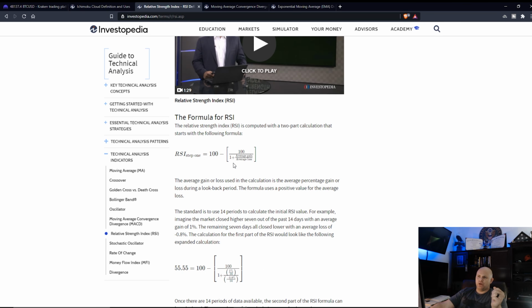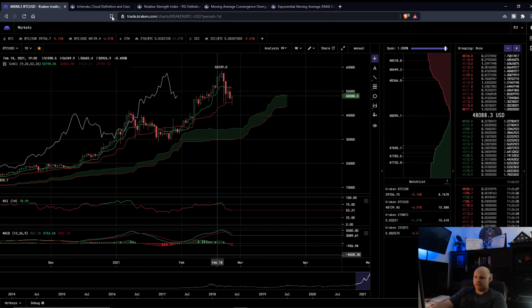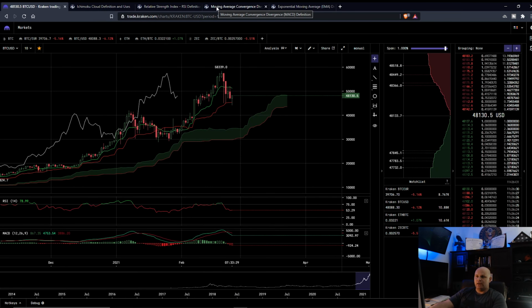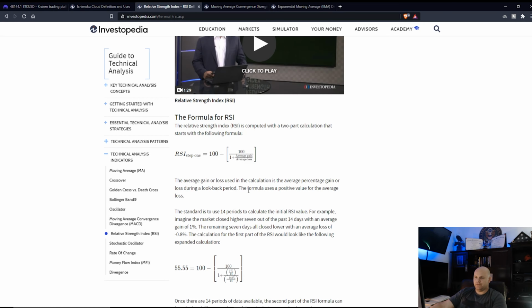So you can read through all this. It even gives you the formula if you're a mathematician or you really want to figure out how it's calculated. Here's the formula for it. With technology today, why do you need to do that? Most of these platforms do it for you, as you can see. You just need to know how to read the oscillators and the technical analysis of them.